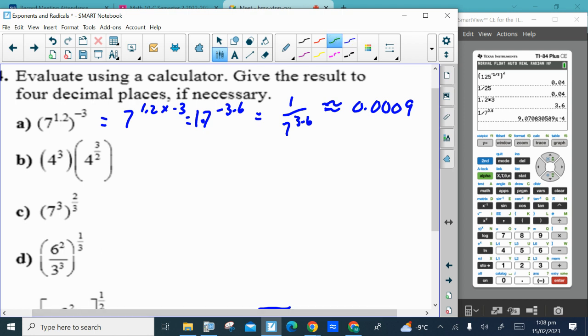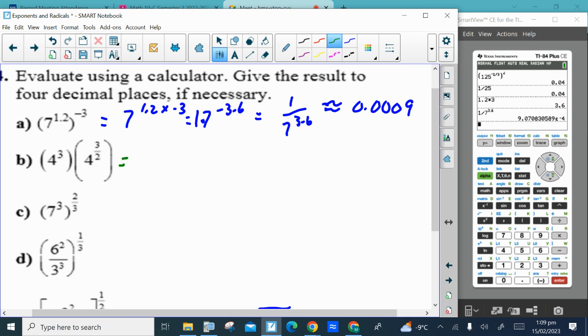Let's use the laws of exponents to simplify this next one. Chloe, what are we going to do to the exponents? And what? Yep. Because we're going to add them. That's what I was looking for.